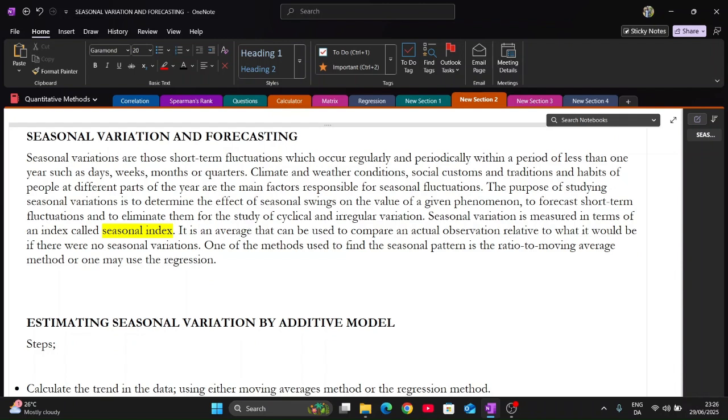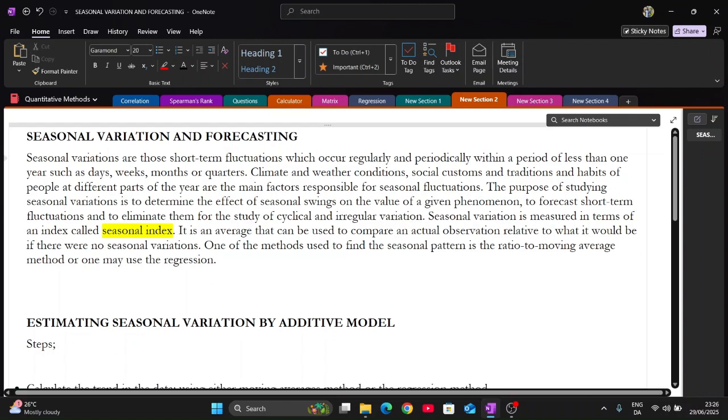Basically, we are going to apply whatever we've learned previously. That's finding the trend either by using the method of moving average or by using the linear regression equation to find the trend, to also find the seasonal variation, either by using the additive model or the multiplicative model. So now let's zoom into today's business.